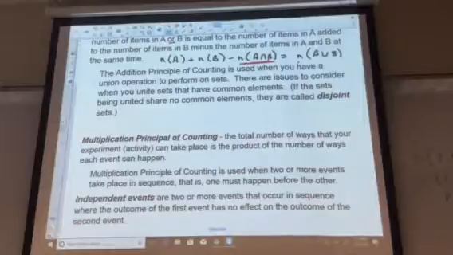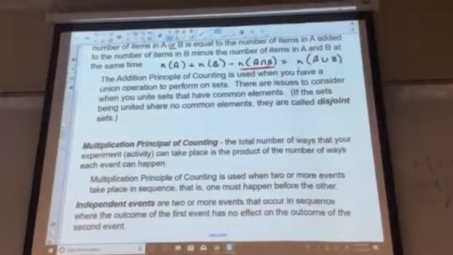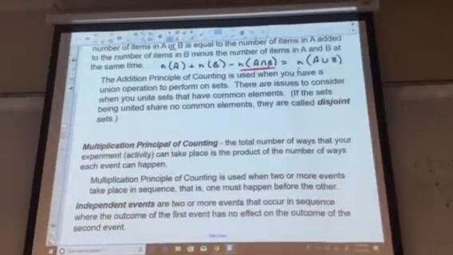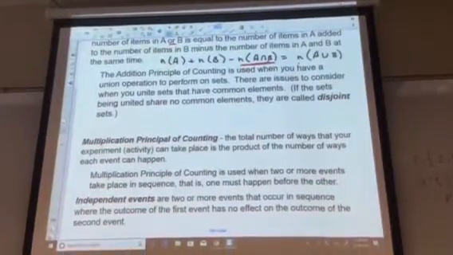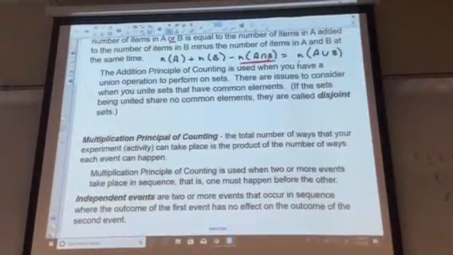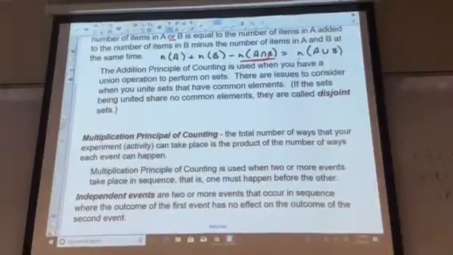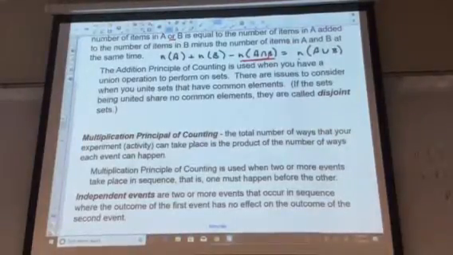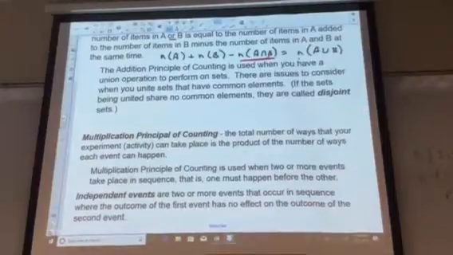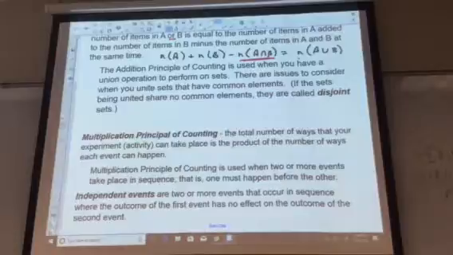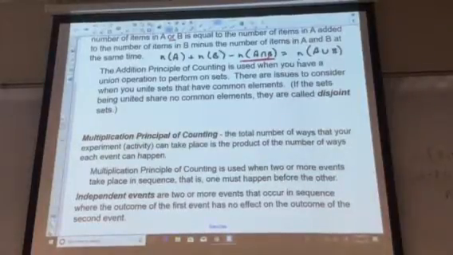If I pick 2 cards out of a deck of cards, does the first card have a possible effect upon the second card? Absolutely, because it reduces the number of cards that are in the deck, possibly reduces the number of hearts or spades or clubs or diamonds or face cards or something like that. So those are not independent events. In a multiplication principle, because you have 2 or more events that are going to occur in sequence, you're going to have to figure out how many ways the first event could occur, and you're going to multiply that by how many ways the second event could occur.